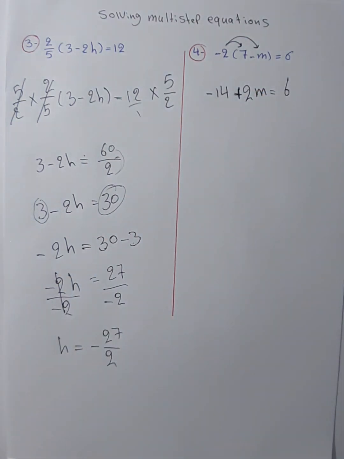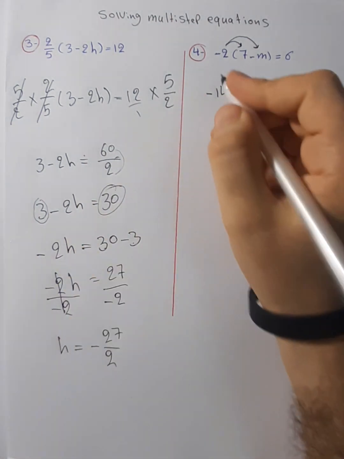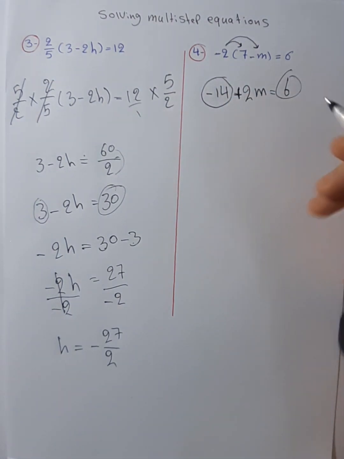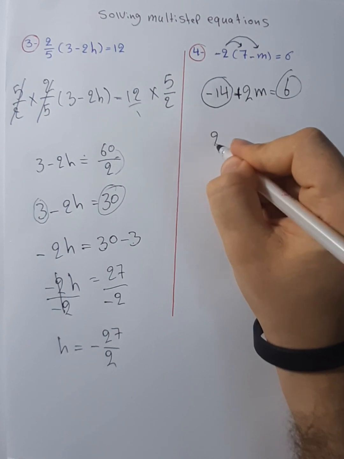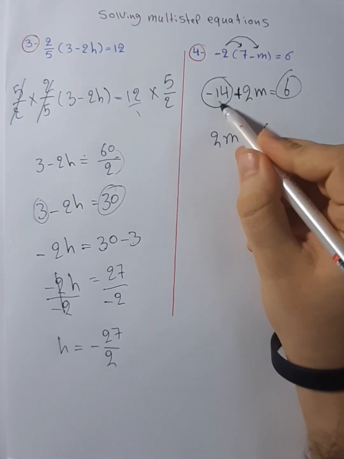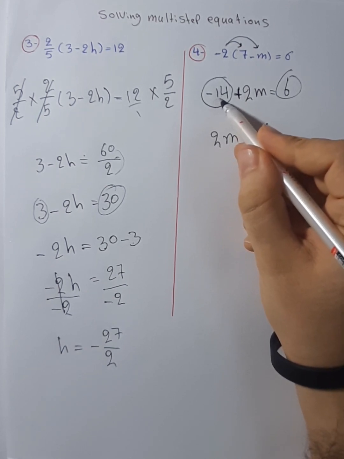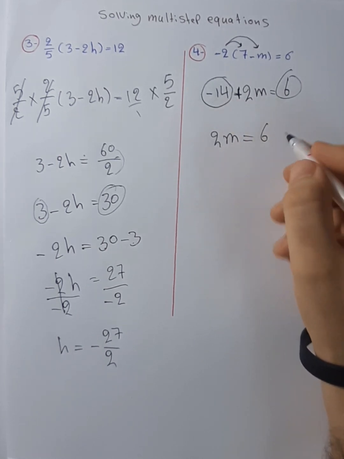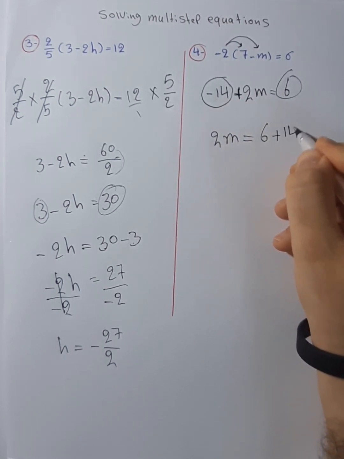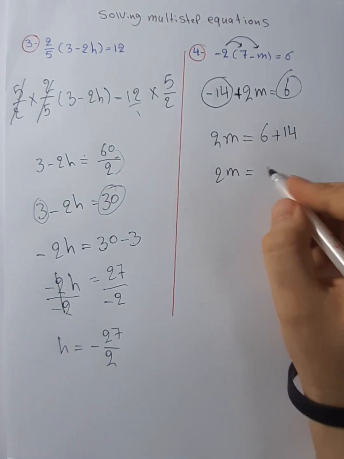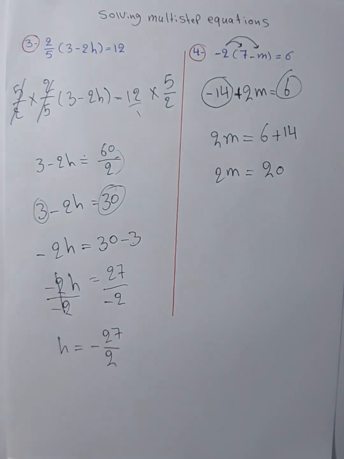Equal to 6. And then we can combine the like terms. The like terms are negative 14 and 6. So you have to write 2m equal to 6. We have to move or change the place of negative 14 to the right side. Negative 14 becomes positive 14. So 2m equal to 6 plus 14 equal to 20.